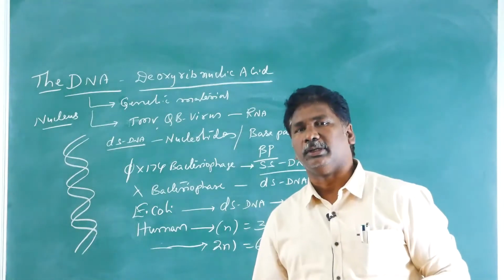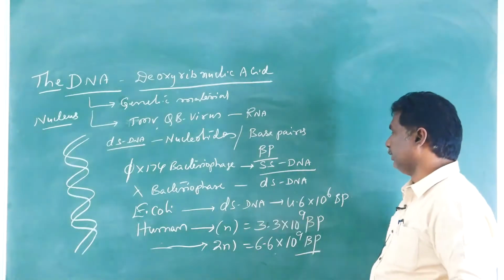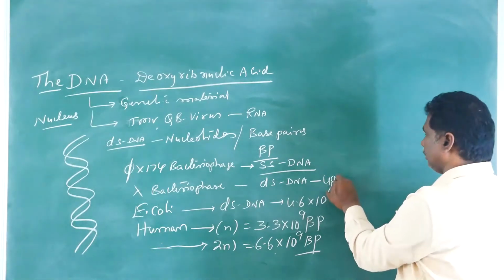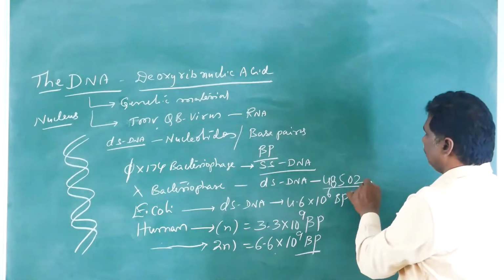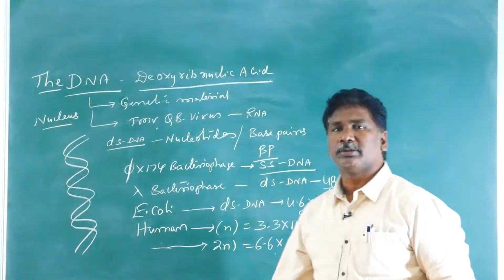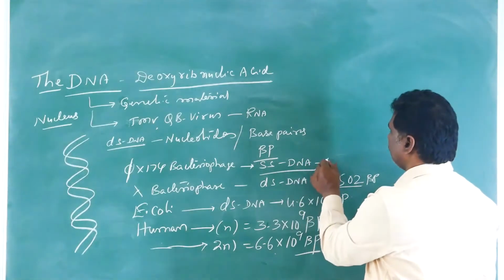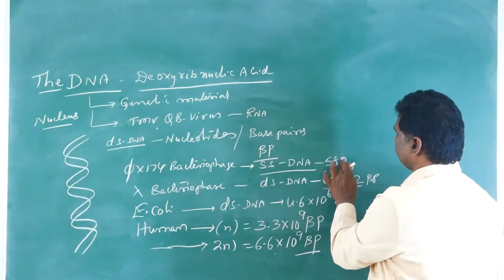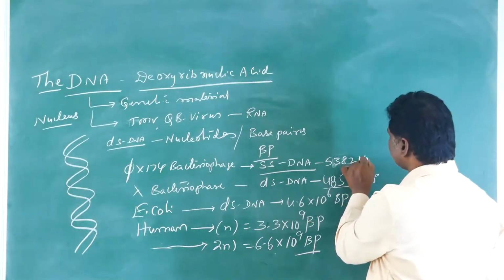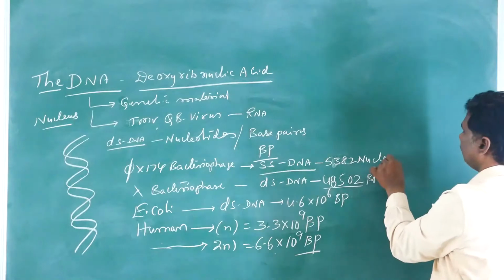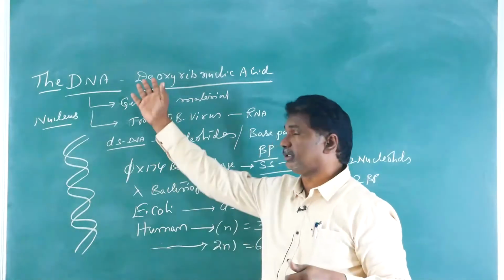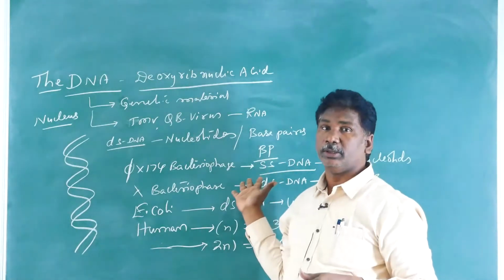So these are the different types of number of nucleotides. When we are observing lambda phage, 48,502 base pairs are present. Only in this one, 538 nucleotides, it is the single stranded nucleotides. So all these ones are different types of examples of DNA containing the nucleotides.